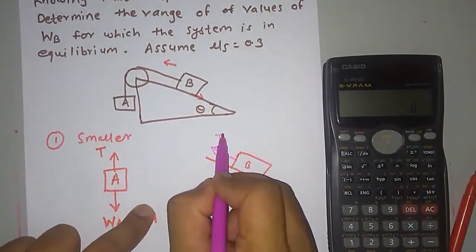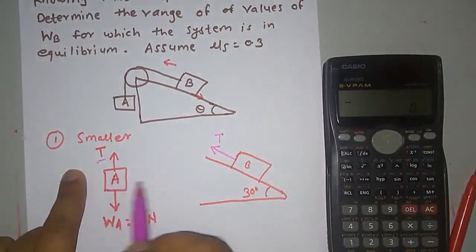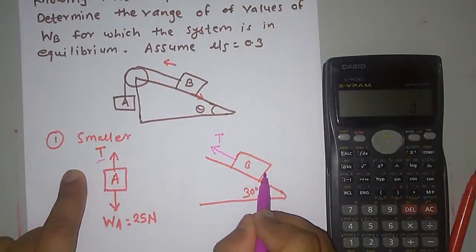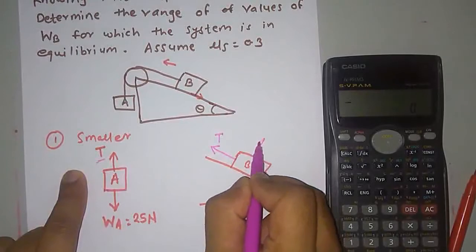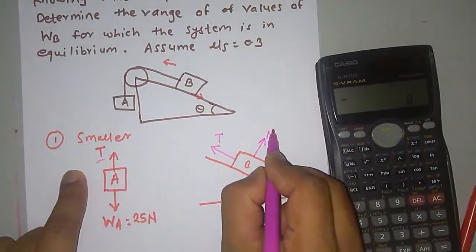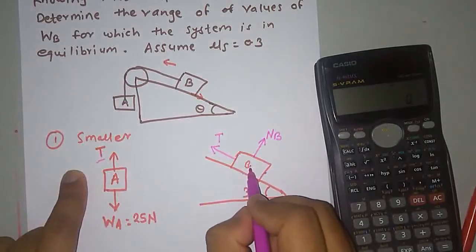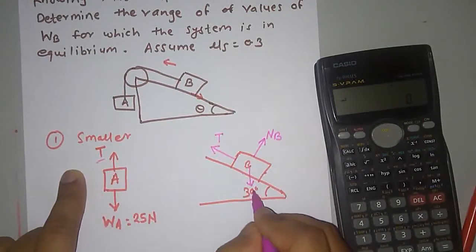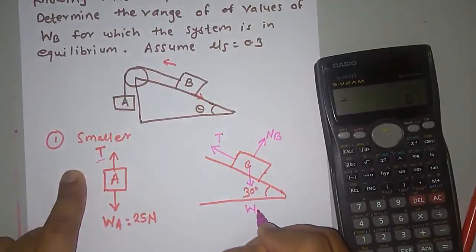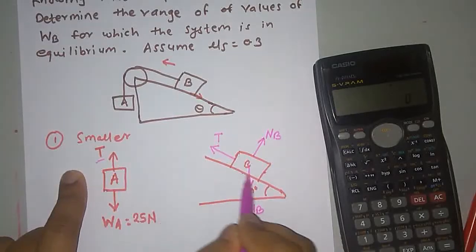So this will be tension T, that will be the same as this value T. Then as it is resting on the surface, perpendicular normal reaction, consider this as NB. The weight of the block will act downward, so that will be WB.